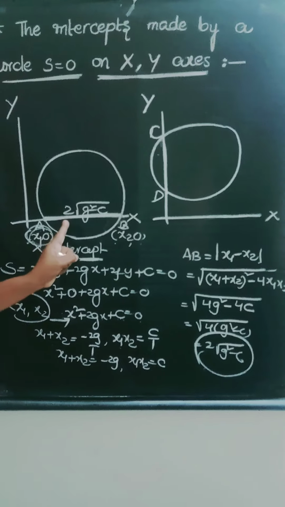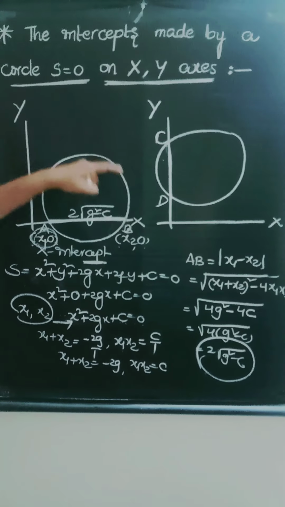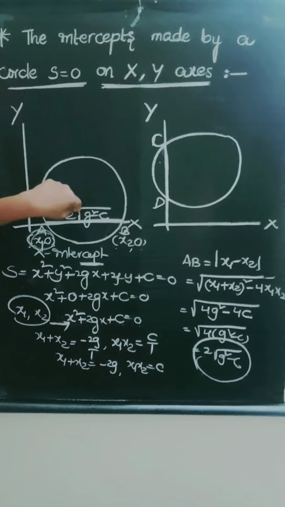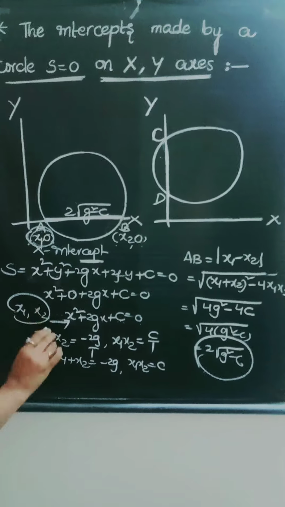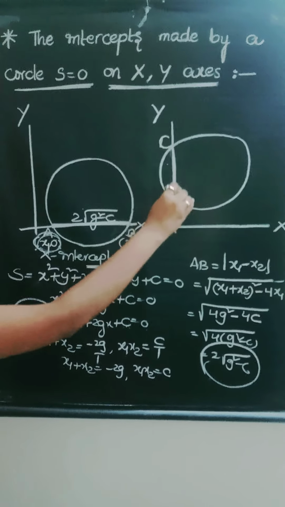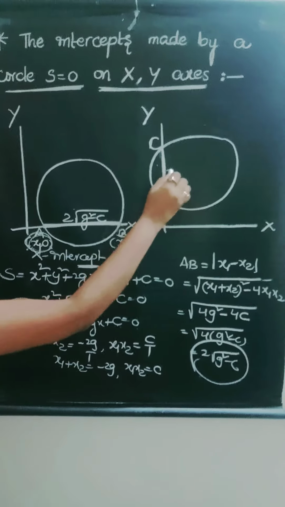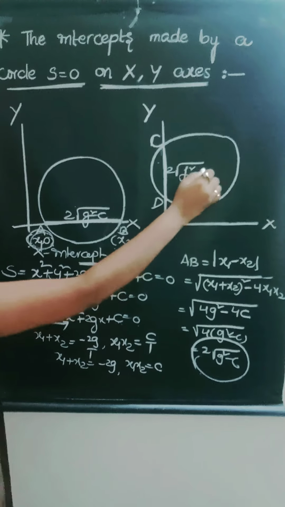This is the intercept made by the circle on the x-axis. Similarly, we can find the y-intercept value also, which gives the answer as 2√(f² - c).